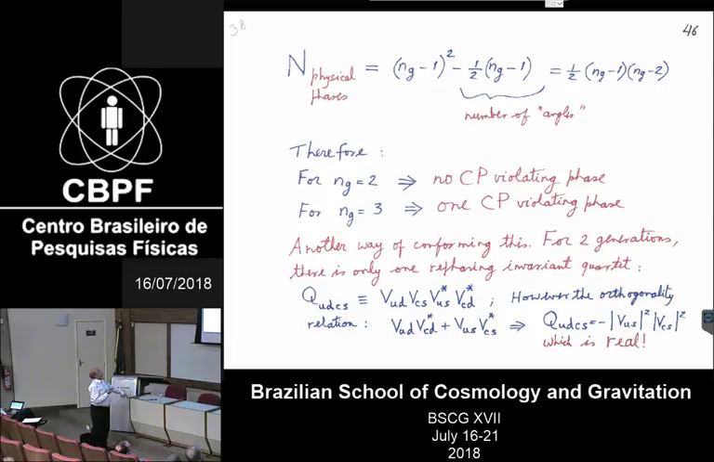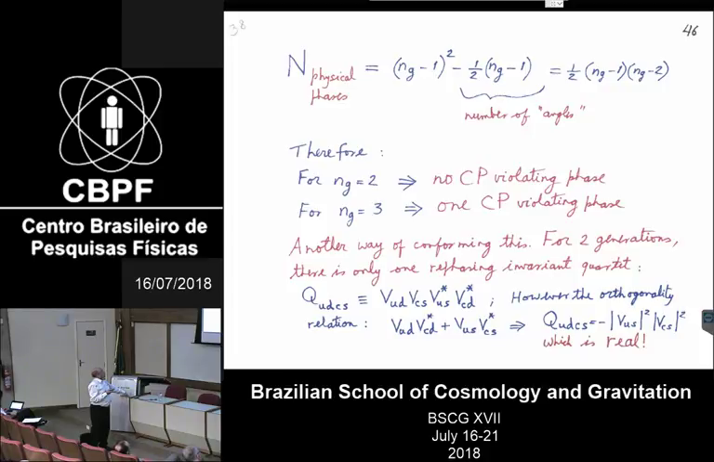So here there is a mistake. It's NG again. So the number of angles, for 3 will be 3, but there is NG also here. I forgot. So this is the number of physical phases: you subtract the number of angles from the number of parameters. So you get this magic number, (NG minus 1)(NG minus 2)/2. So you can see that for 1 or 2 generations there is no CP violation, but for 3 generations you can have it.